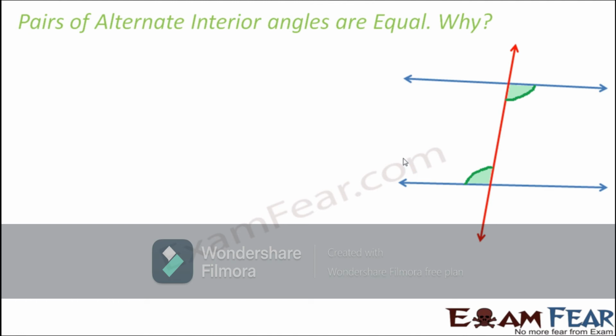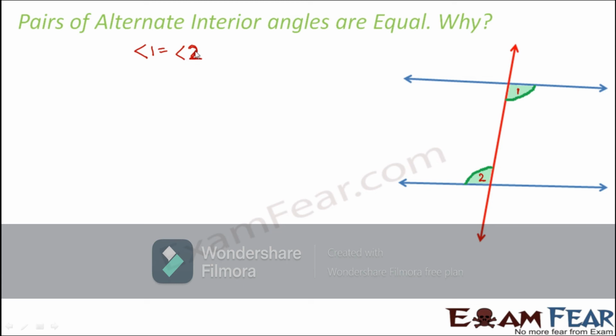Now, we basically want to prove that, let's call this angle 1. Let us call this angle 2. So we basically want to prove here why it is that angle 1 is equal to angle 2. So we want to understand why this is true, right?